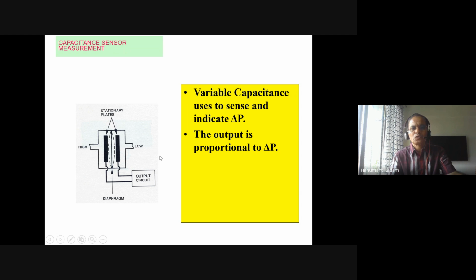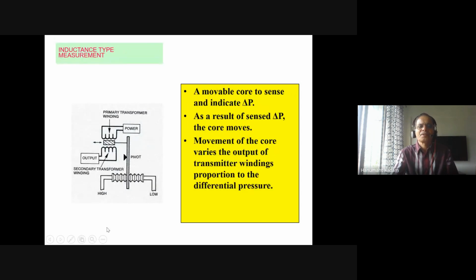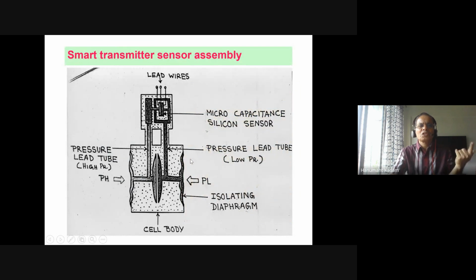I will show you the picture where you can see two diaphragms here. One side is the HP line, the other is the LP line, which is coming from the orifice plate, and you see this diaphragm, the high side, gets shifting toward this reference diaphragm. So this shifting, based on differential pressure, creates a differential capacitance, and this differential capacitance is measured through a capacitance Wheatstone bridge, and you get an output here. Inductive we have also discussed. So this is the sensor assembly in the capacitive type.